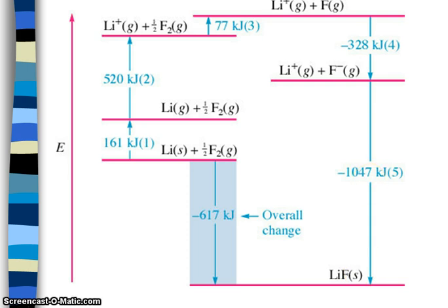The overall energy for this process is negative 617 kilojoules. The reason why this process takes place is because lattice energy is such a large negative value.